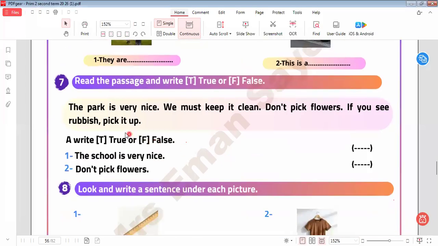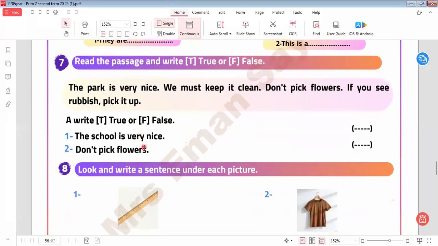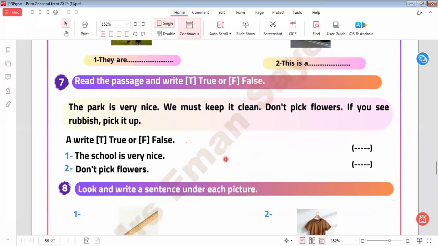Here we say the park is very nice. We must keep it clean. Don't pick flowers. If you see rubbish, pick it up. So the school is very nice. Is it school? I think if the school is not very nice, we can go with it, but all of us don't want to educate or learn. All of us know that we want to have fun, we play, we enjoy our life without having any instructions or obligations. So if the school is nice, I think we can't leave it.